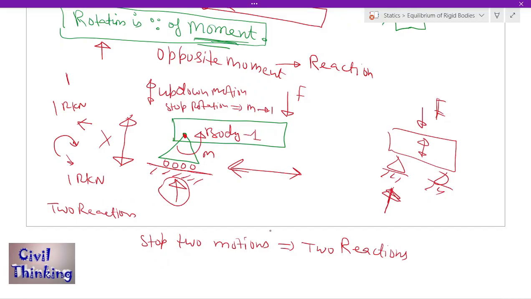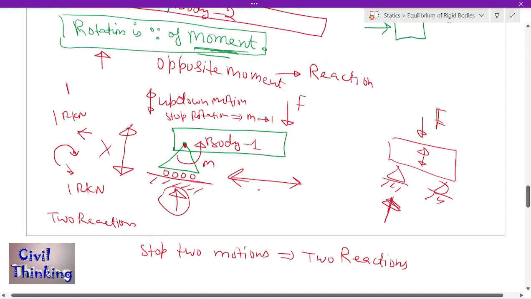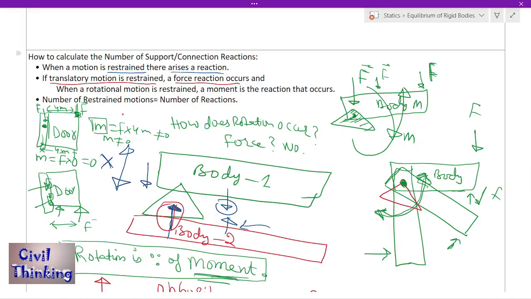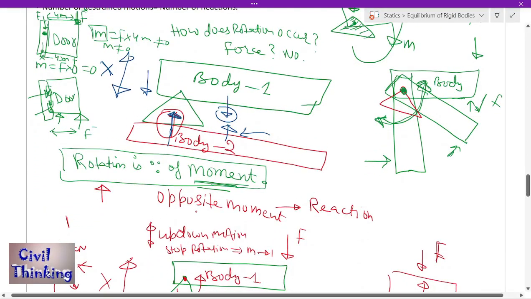So the more motions you stop, the more reactions you will get. You will get exactly that amount of reactions. That's what was written here: number of restrained motions is equal to number of reactions. Don't worry, when we solve more and more problems on this, you will understand it more and more. Just keep watching the lectures in sequence.